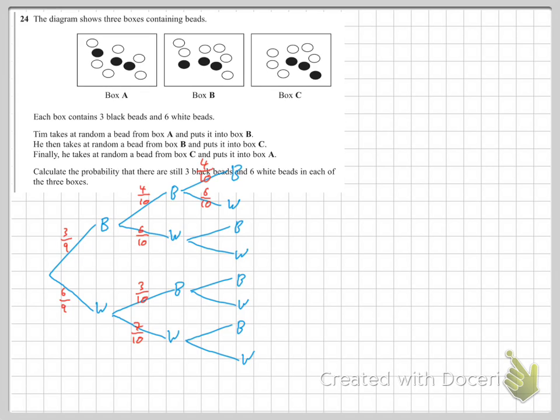If that extra one is white, which is this W here, then the probability of the next one is, I've copied that down there because it's exactly the same. If the extra one is black, then those are the probabilities. And if the extra one is white, here or here, then you get 3/10 black and 7/10 white.